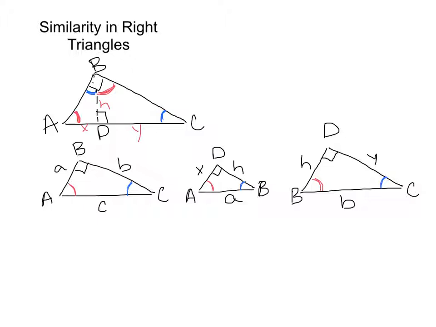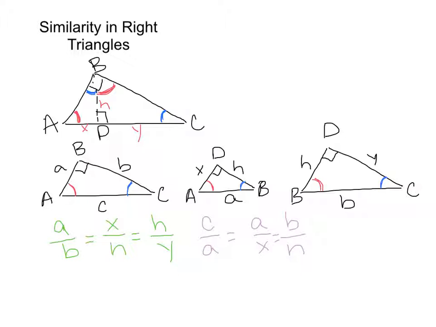I know that if I were to do A over B, that would be the same as saying X over H, which would be the same as saying H over Y. So you can see how I got these ratios from each of the three triangles. I can also find some other ratios using some of the other sides. Let's say I were to do C over A. That's the bottom over the other side. In the middle triangle, that would be A over X. In the third triangle, that would be B over H.